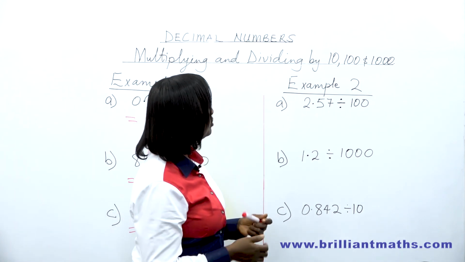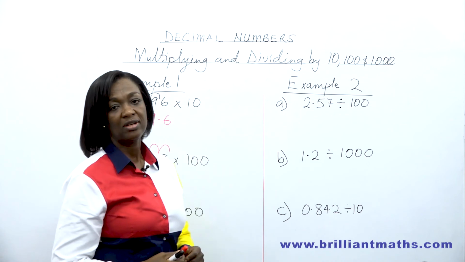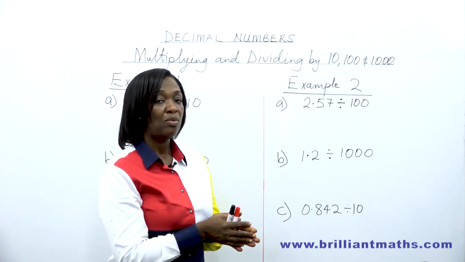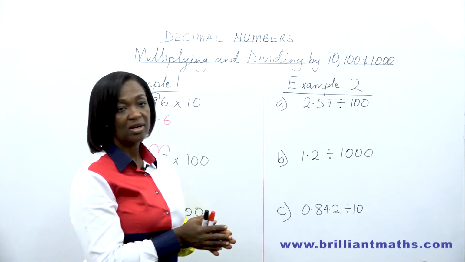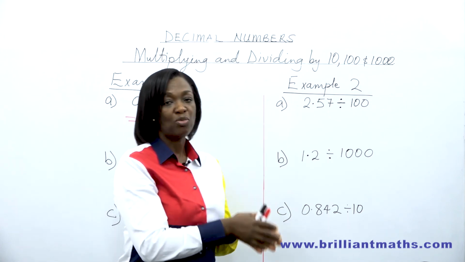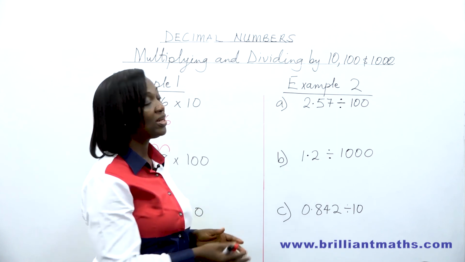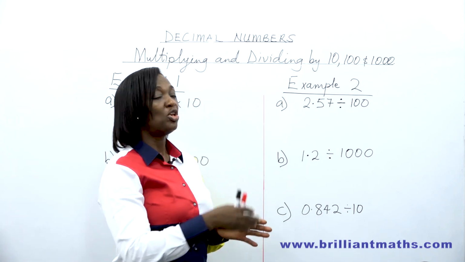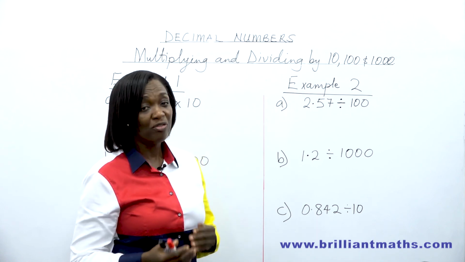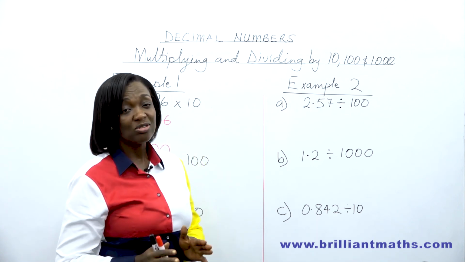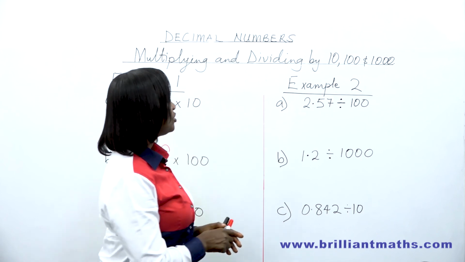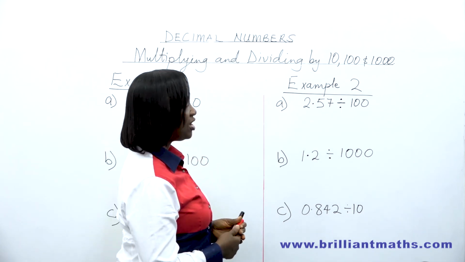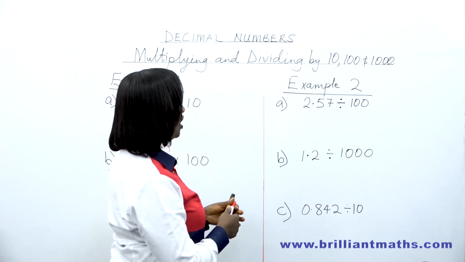The second example, we're dividing. So when you're dividing, the numbers will get smaller. When you divide a number by 10, the number will get 10 times smaller. So like we explained in the first one, the positions of the digits will change. So we'll put the loops as though the decimal point is moving, but the decimal point in actual sense is not moving. So 2.57 divided by 100 is going to get 100 times smaller.